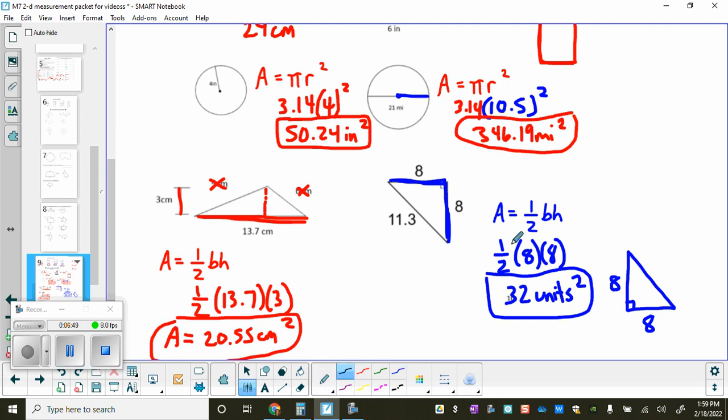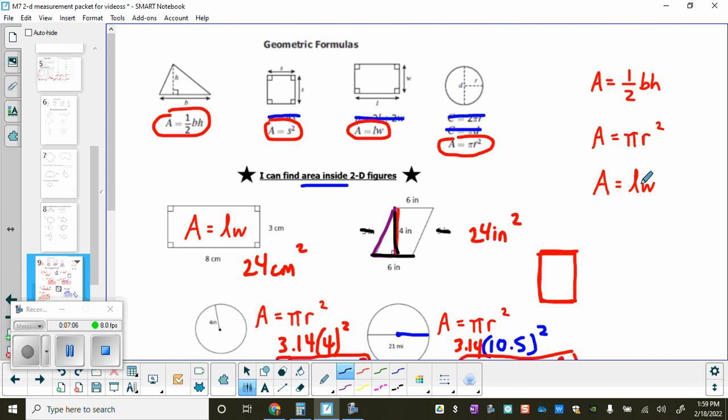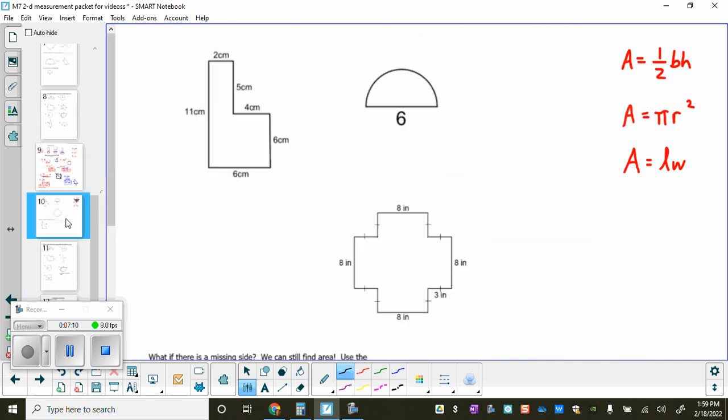If you wanted a reminder about why there's a 1/2, if it was the whole square, it'd be the 8 times 8, which is 64. But then the triangle I'm using, I only want this part of it, so I'm using the half, okay? All right, so that takes care of just the basic review of the formulas that you've probably seen in elementary school. Now let's kick it up a notch, okay? So let's flip over and kick it up a notch.